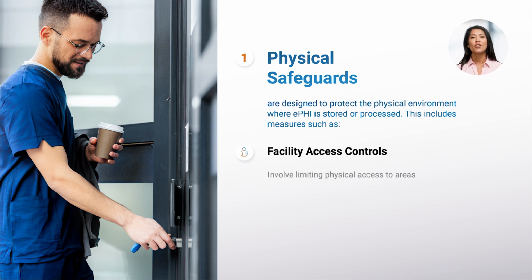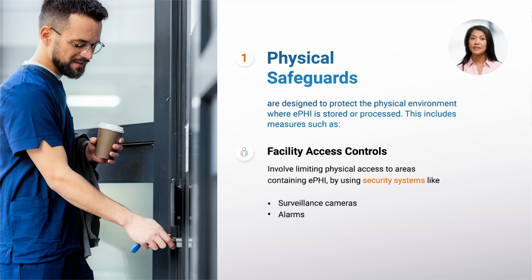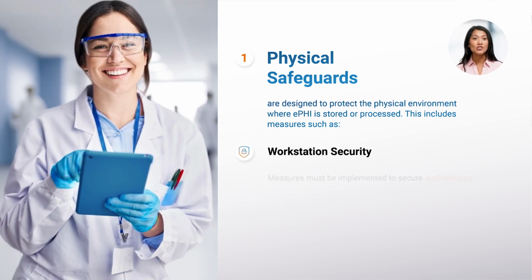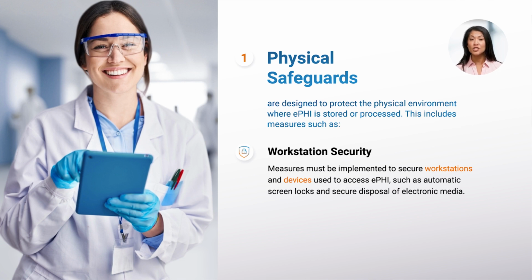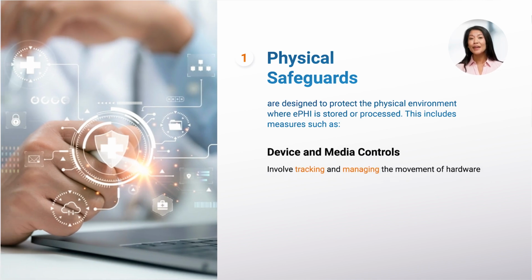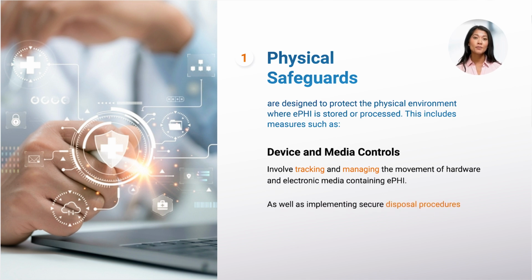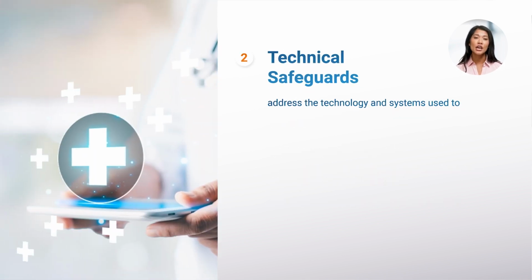Facility access controls involve limiting physical access to areas containing ePHI by using security systems like surveillance cameras, alarms, and keycard access. Workstation security measures must be implemented to secure workstations and devices used to access ePHI, such as automatic screen locks and secure disposal of electronic media. Device and media controls involve tracking and managing the movement of hardware and electronic media containing ePHI, as well as implementing secure disposal procedures.